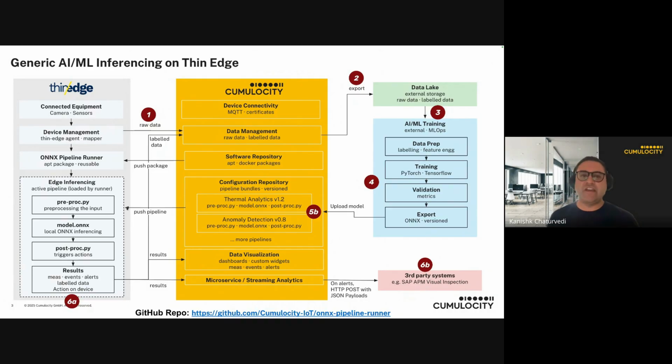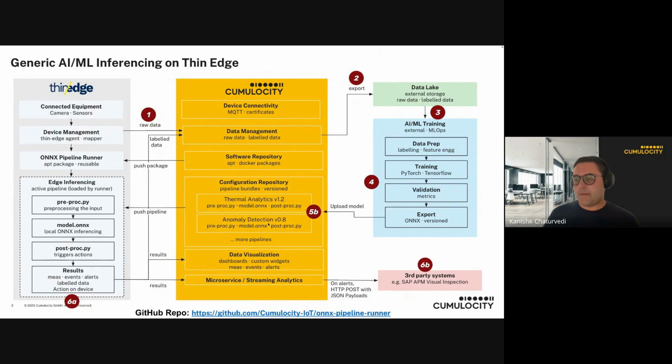And this is actually the key idea that we were working on: that we can have this one runner on the device, and based on that, we can work on many different use cases which are managed in similar ways centrally from Cumulocity.